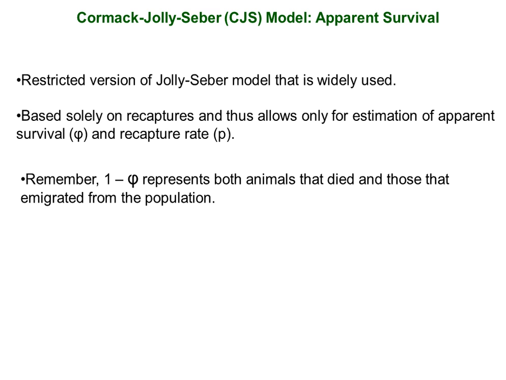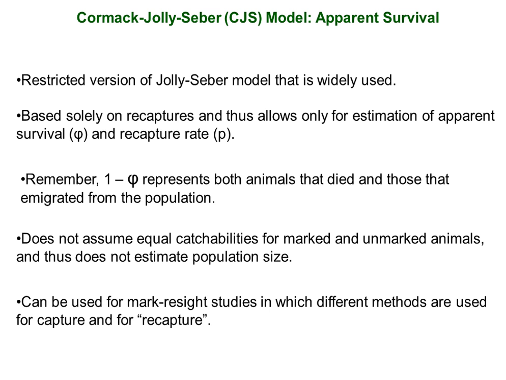Remember, 1 minus the symbol represents both animals that died and those that emigrated from the population. It does not assume equal catchabilities for marked and unmarked animals and thus does not estimate population size. It can be used for mark-resight studies in which different methods are used for capture and for recapture.